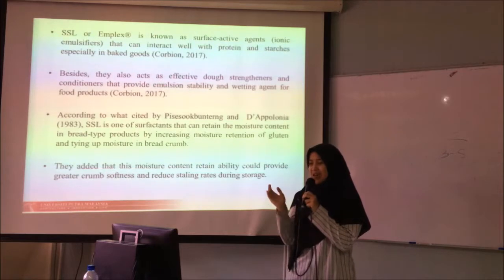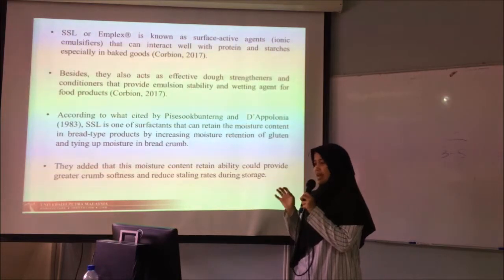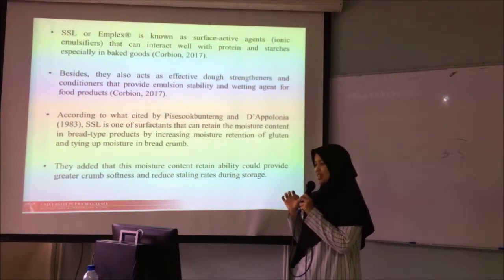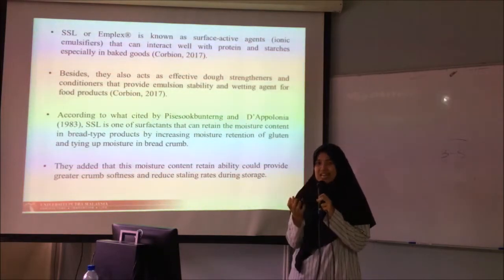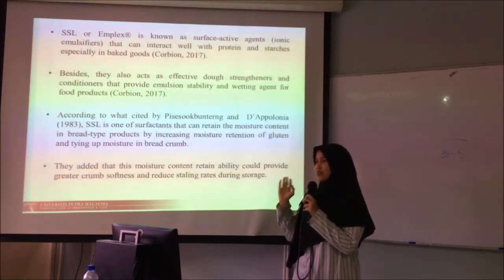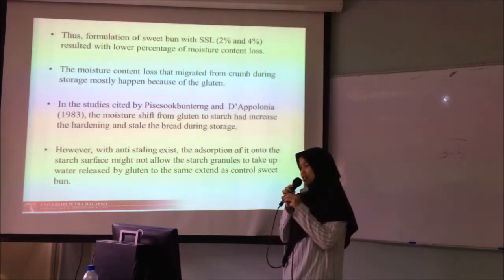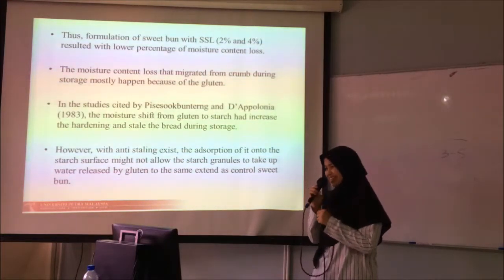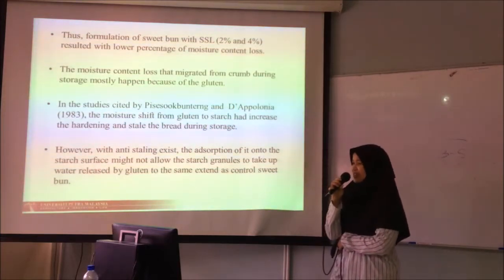As introduced just now, SSL is a surface active agent, which also acts as an emulsifier and anti-staling agent, and they are added so that they can retain the moisture content, give greater crumb softness, and reduce the staling rates during storage of bread or bun. Thus, the formulations of sweet bun with SSL, which are 0.4 and 0.8% just now, resulted in a lower percentage of moisture content loss.